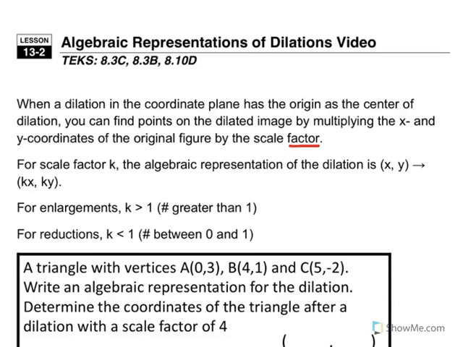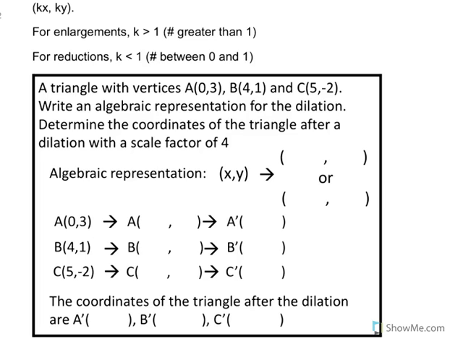Let's look at the first box. We have a triangle with vertices A located at 0, 3, B located at 4, 1, and C located at 5, negative 2. We're going to write an algebraic representation for this dilation. Then we're going to determine the coordinates of the triangle after a dilation with a scale factor of 4 has been applied. So algebraic representation, what that means is you'll take the scale factor 4 and multiply it times x.